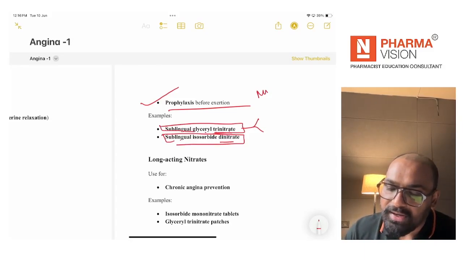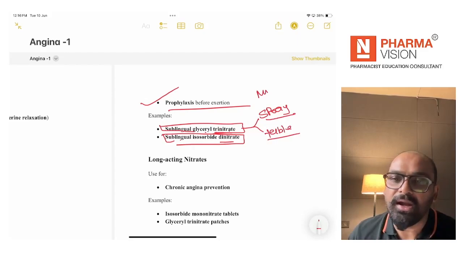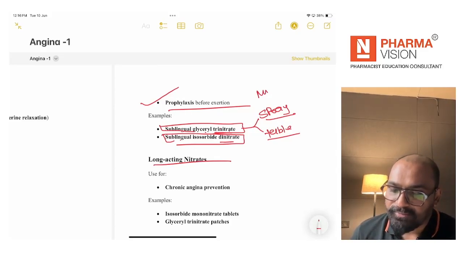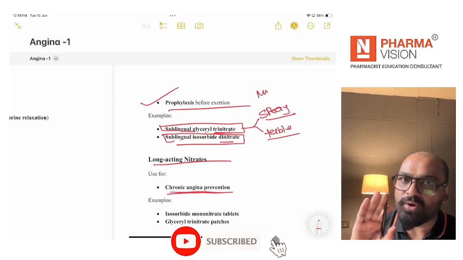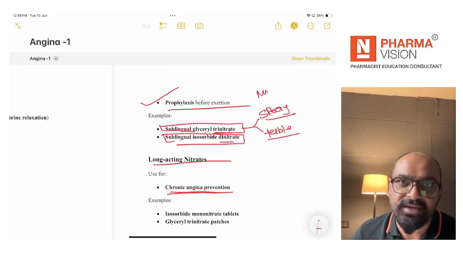Sublingual glyceryl trinitrate, and sublingual isosorbide dinitrate. Okay, these 2: trinitrate and dinitrate. Dinitrate is in the middle. Trinitrate is not orally available at all. So sublingual glyceryl trinitrate is available in 2 different formulations: one is a spray, and the other is a sublingual tablet. Okay, sublingual spray and sublingual tablets. So depending upon the use, we can select the different dose form. Long-acting nitrates are used for chronic angina prevention. So now you are clear that nitrates have 2 different use cases: one is acute, and the other is prophylaxis, meaning the prevention of angina symptoms.